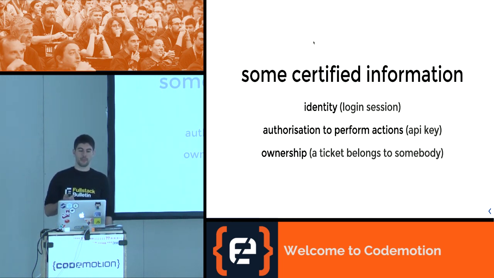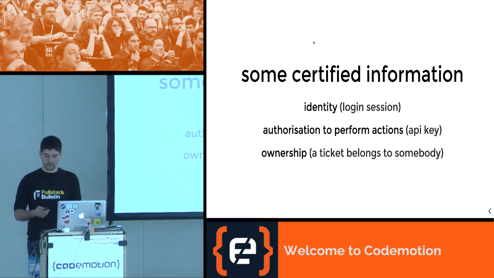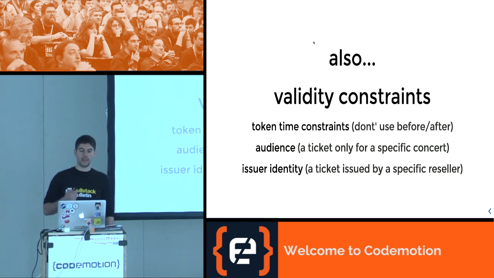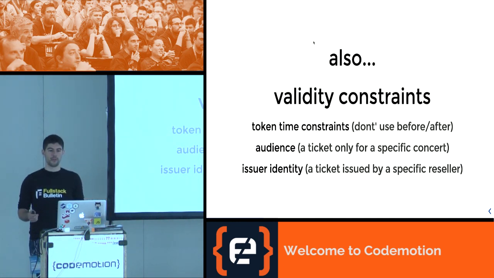Or it can, for example, represent ownership, like if this token is something like a QR code in a ticket, probably inside that ticket you will have the information on what ticket that is and who the ticket belongs to. So ownership about something. But there is also other information that you can use as claims, like time constraints. You can say this token is valid after this timestamp and it's going to expire after this other timestamp. So you can use it in a specific range of time.